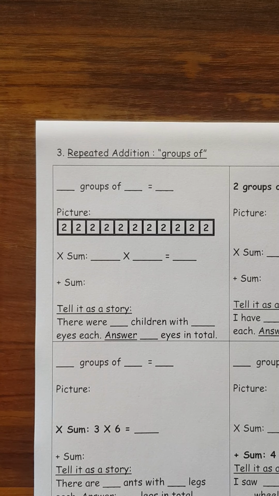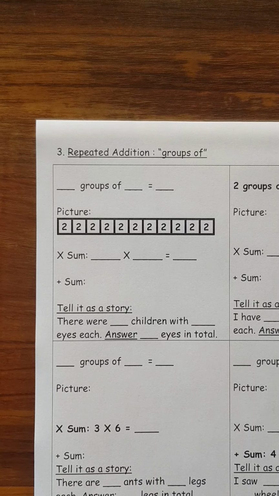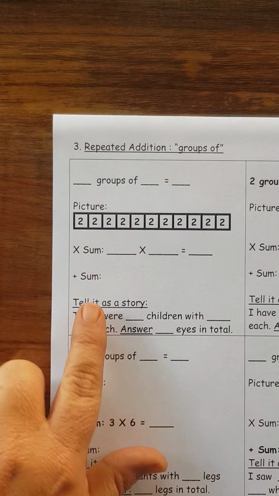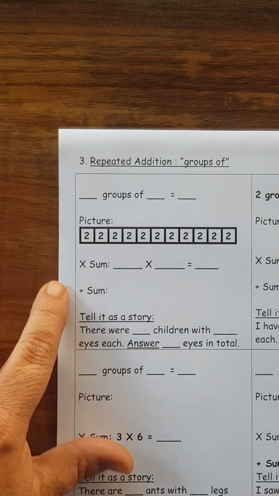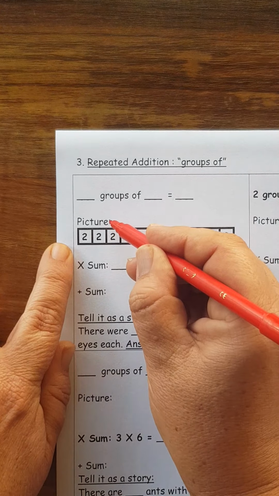Now, the 4 examples I'm going to do with you on this video are different to the 4 examples that you're going to get in today's exercise. So let me look at my first one. I've got groups of a picture sum, a times sum, and a plus sum. So my clue is with the picture sum.